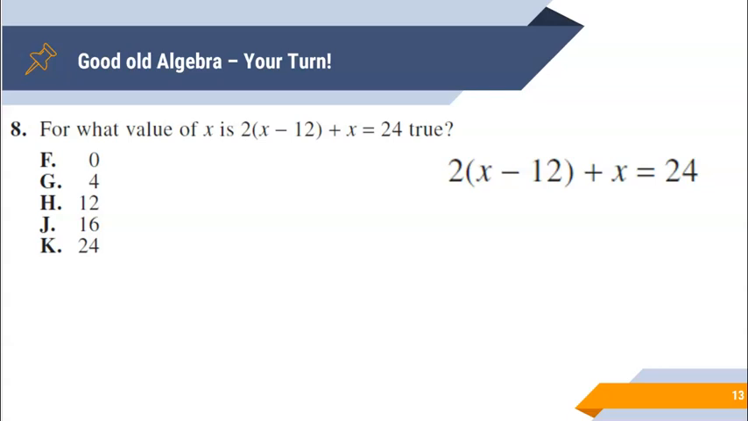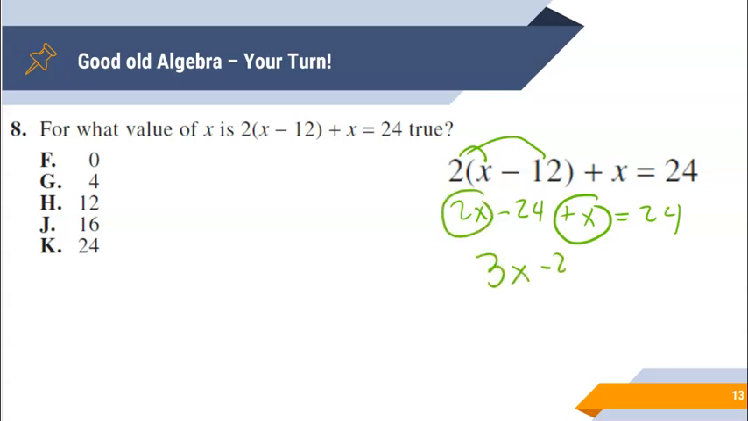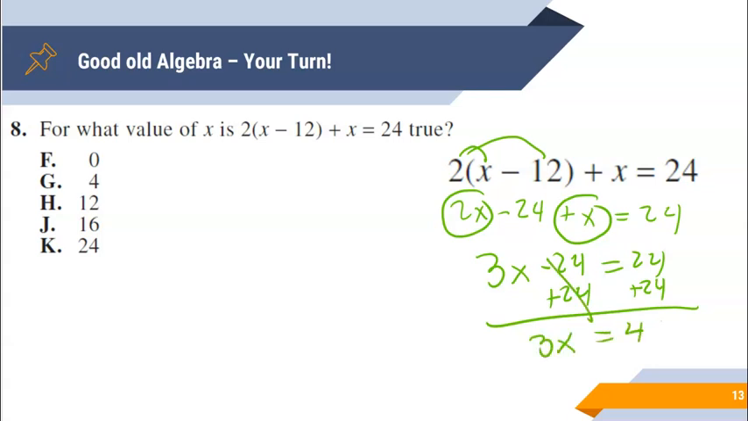All right, well, to work this one out, I think we would distribute here. And probably collect these like terms. And then I'd add 24 to both sides. Now on the ACT, don't show all this work, right? I'm showing it to kind of make sure you know what's going on. Divide by 3, and I think we get our answer, letter J, 16.